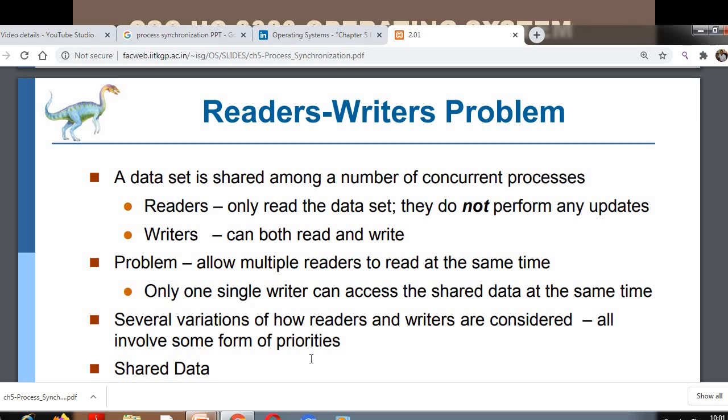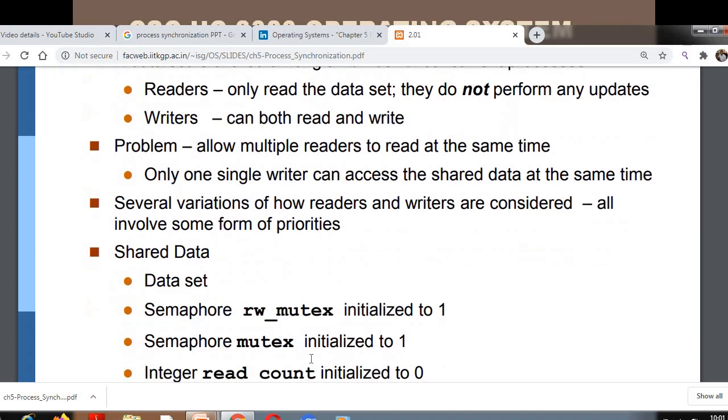The readers and writers problem. A data set is shared among a number of concurrent processes. Readers only read the data set; they do not perform any updates. Writers can both read and write. The problem is to allow multiple readers to read at the same time, while only a single writer can access the shared data at a time. Several variations of how readers and writers are considered all involve some form of priorities. Shared data.